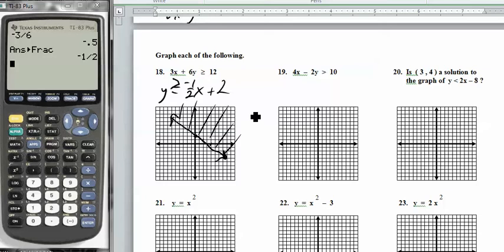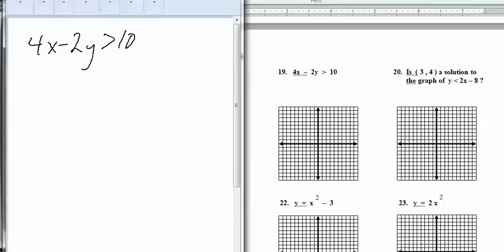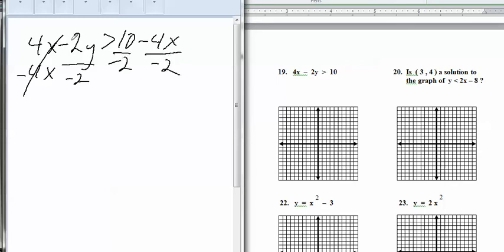Okay, so same thing for this next one. So we need to solve for y. So we have minus 4x, minus 4x, and divide by negative 2. To divide everything by negative 2. So that cancels. Because we divided by a negative, we have to change the direction of the sign. 10 divided by negative 2 is negative 5. Negative divided by a negative is a positive. 4 divided by 2 is 2.